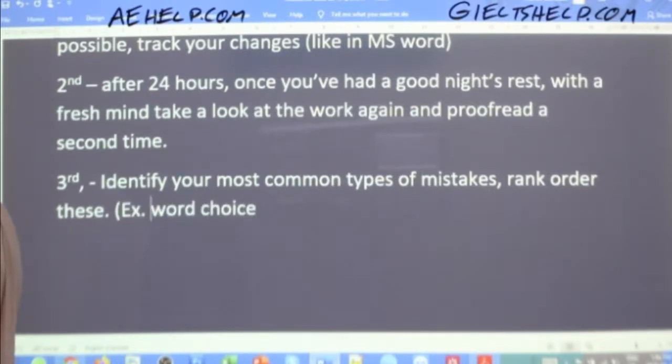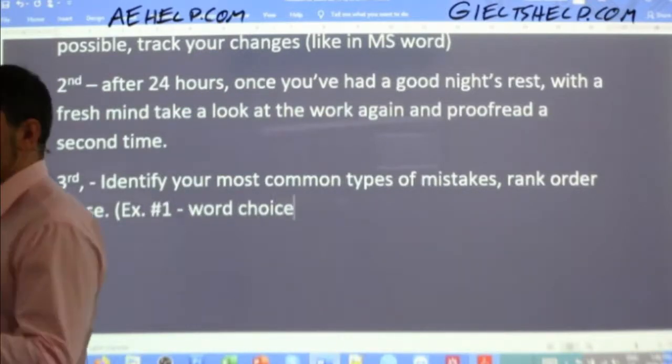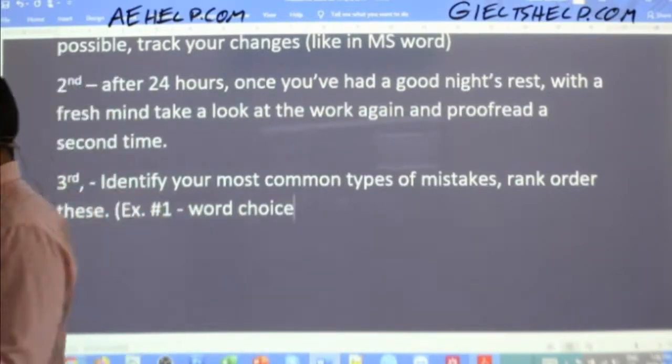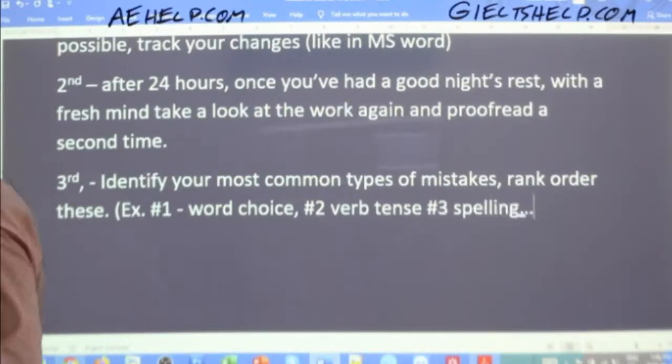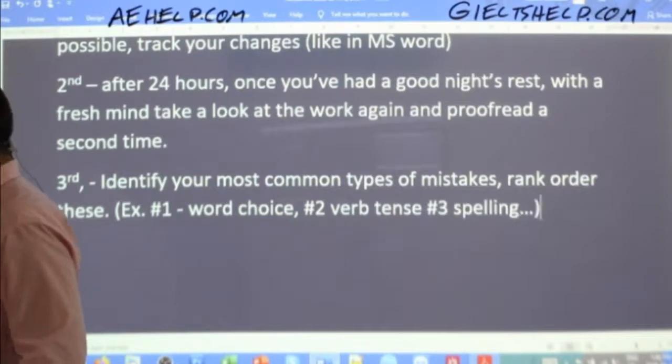And don't assume that you know this. Sometimes students go, oh, my most common mistake is word choice. But then they realize that it's not. Their most common mistake is maybe verb tense. This is just an example. Number three, maybe your spelling, and so on. So identify and rank order your most common mistakes.